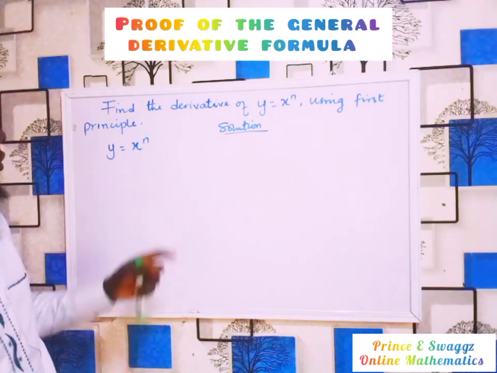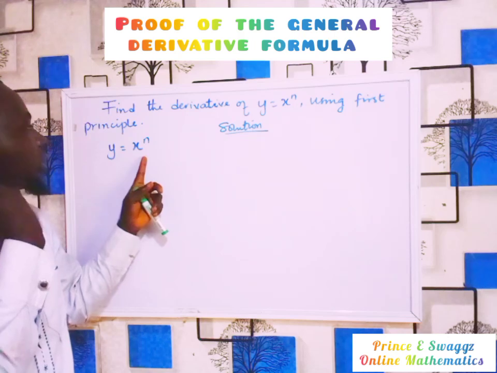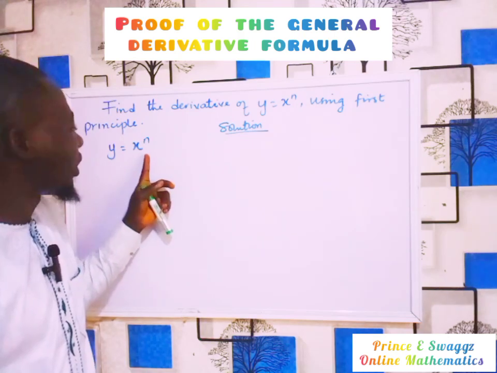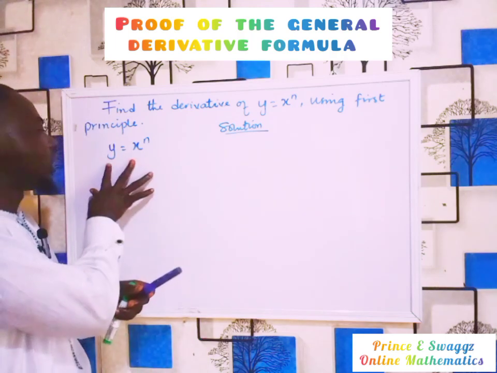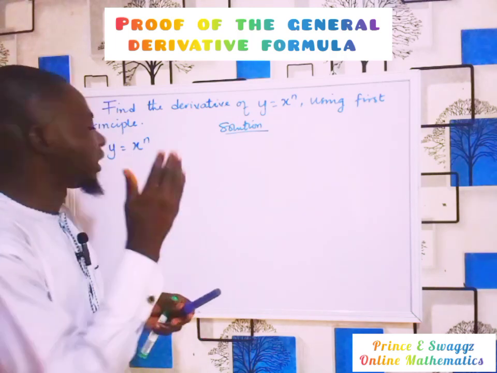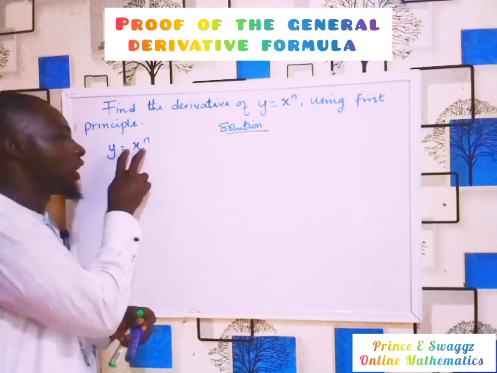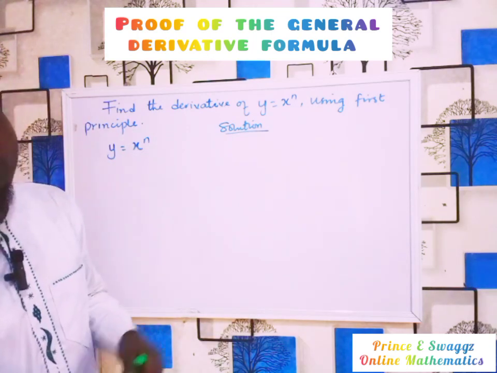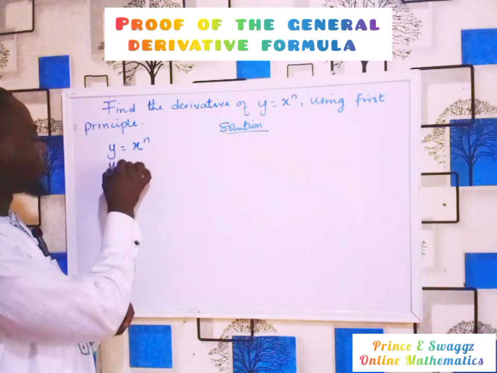Now, to use first principle to solve this particular question you have on the board, what you need to do first is to add your change in what? The variables. And the variables here, there are two, which are y and x. That means you add your change in y, where we have y, and add your change in x, where we have x. And this becomes y plus change in y.